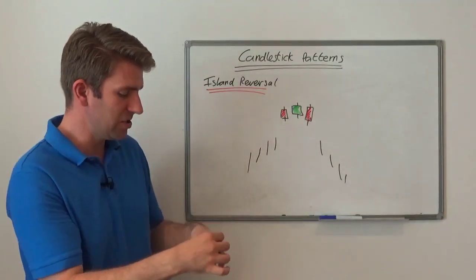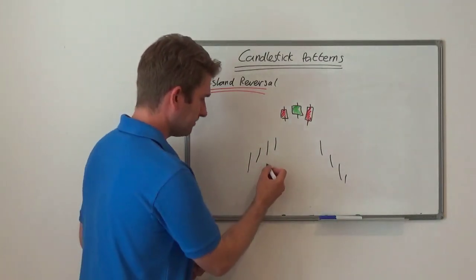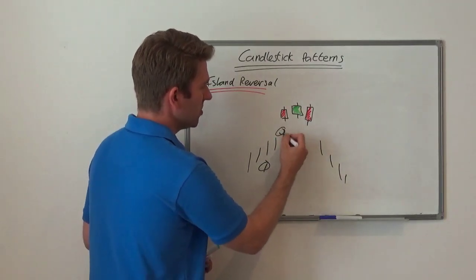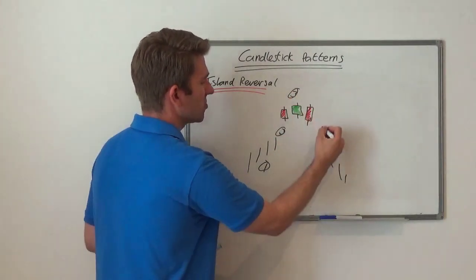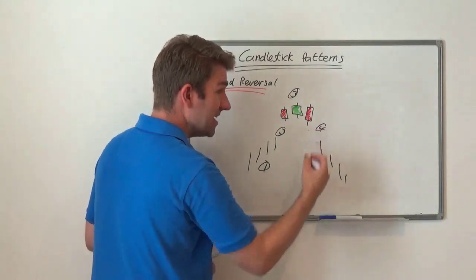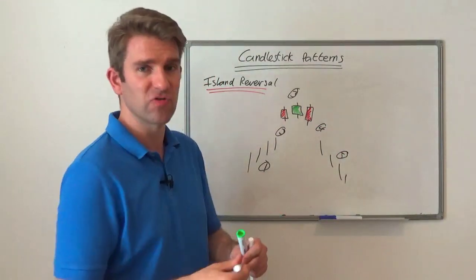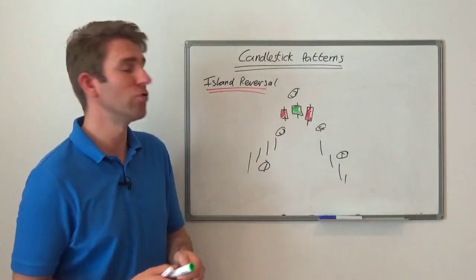But the point is you've got a few phases to it. Phase 1 is this move up. Phase 2 is the gap. Phase 3 is the cluster of price. Phase 4 is the gap lower. And then phase 5 is the subsequent downtrend. Let's talk our way through.